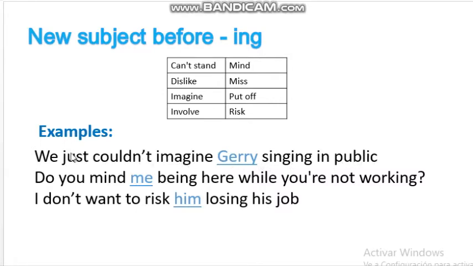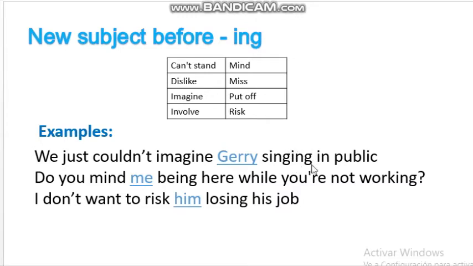So, what's the subject in this example? It is we. But what is the new subject? The new subject is Jerry. It's a man. It's a boy. So we are talking about a boy. Who is the main subject? It is we. So the new subject is Jerry. And the verb must be with ing, as you can see, singing.